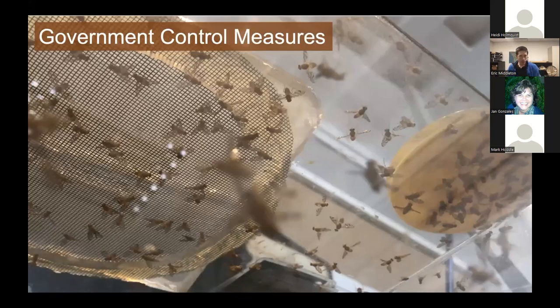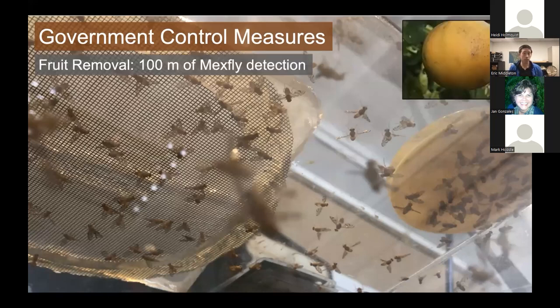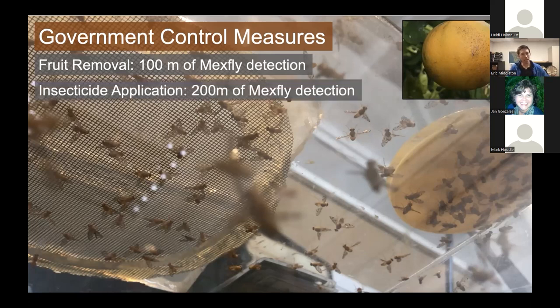So there's both governmental control measures, and then there's grower measures that are being done to try to prevent the spread of Mex fly. We'll start first with what the government is doing. CDFA will go in and remove fruit from all properties within 100 meters of a Mex fly detection. So all the different places that Mex fly were found, 100 meters around, they'll remove all the fruit, make sure that there are fewer hosts for the flies to be using. Additionally, they'll apply an insecticide application of spinosad to all properties within 200 meters of any Mex fly detection.